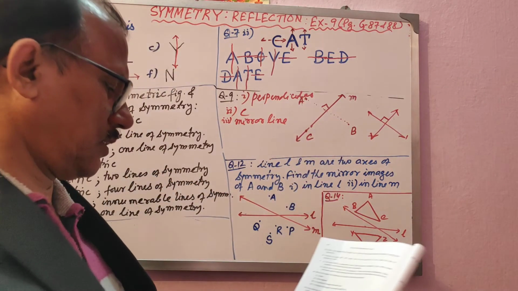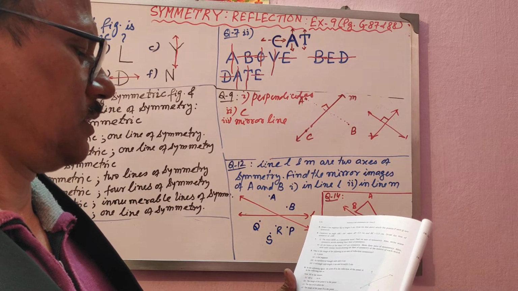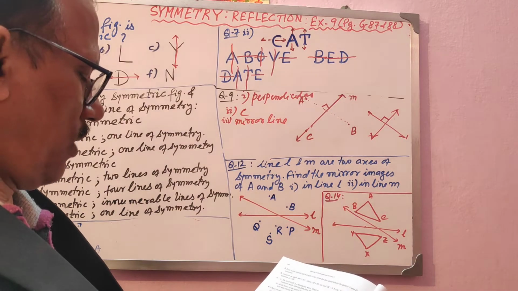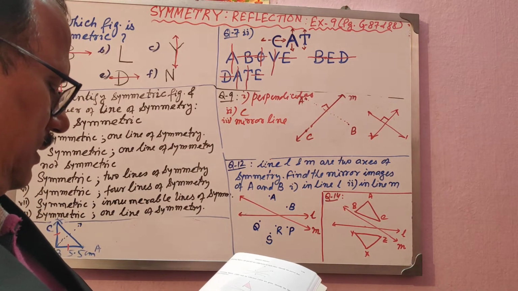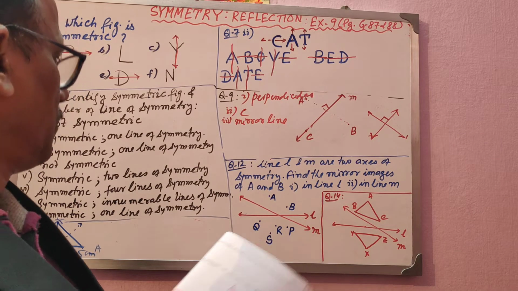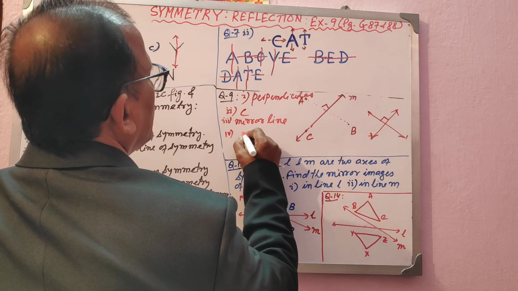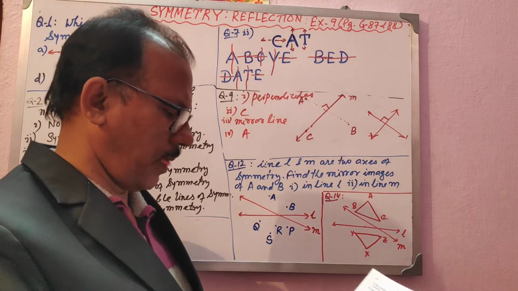Now, next is what? The image of B is the point... What do you write down? Opposite to A, isn't it? So the image of B will be the point A. It is opposite to A, isn't it? So this will be the answer.